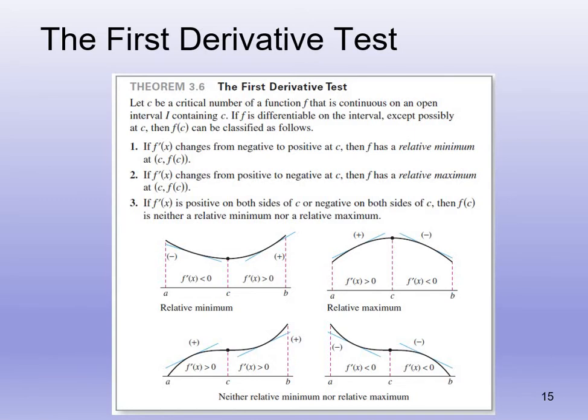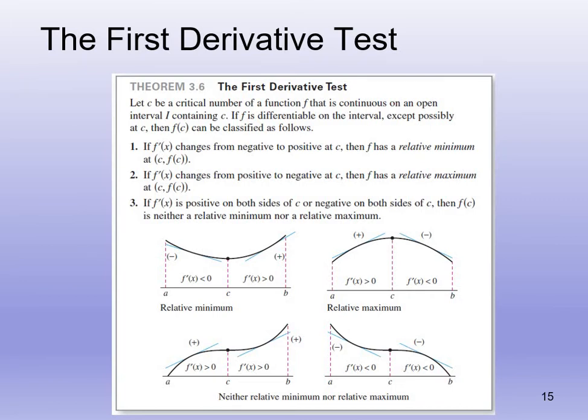If f prime of x changes from negative to positive at c, our critical value, which means we're going from decreasing to increasing, that's how I want you to understand that. Negative to positive means that, because we are analyzing the derivative, not the original function. But what's happening at the derivative tells us what's going on with the original function. So if f prime of x changes from negative to positive at c, then the original function has a relative minimum at that value.